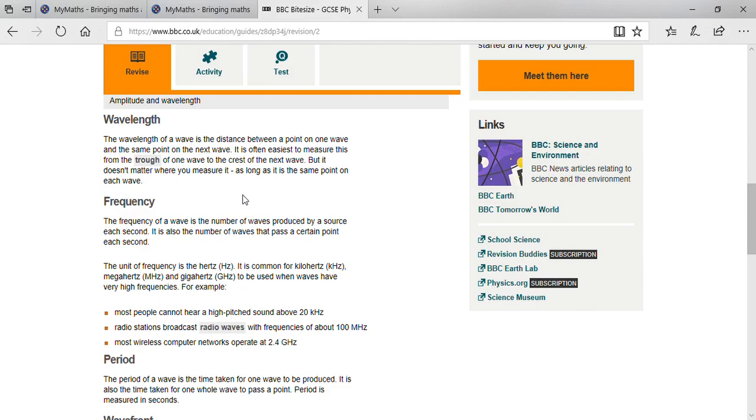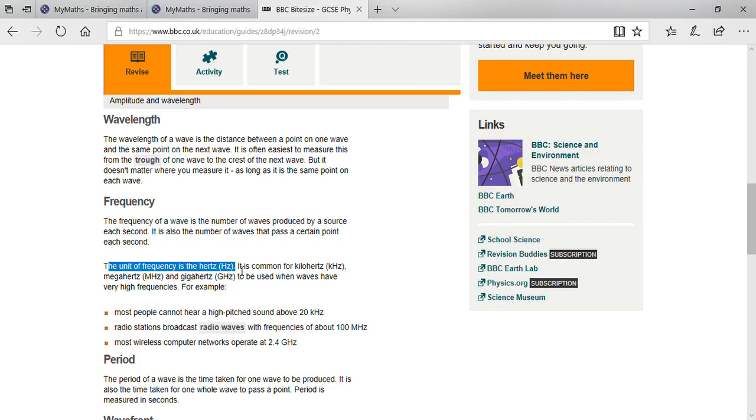Okay, next one is your frequency. Frequency means the number of waves produced by the source per unit time, or in each second. Understand? Or you can understand it as the number of waves that pass a certain point each second, or per unit time. That is known as frequency. The unit of frequency is your hertz.